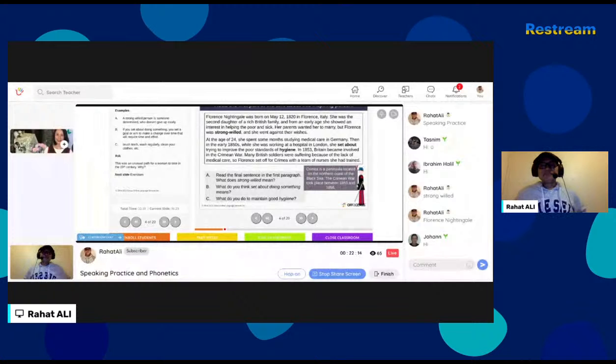Then in the early 80s, while she was working in a hospital in London, she set about trying to improve the poor standards of hygiene. Set about means start or begin. If you replace that word with begin, then it is meaningful: she started trying to improve the poor situation. Okay, set about means start or begin.